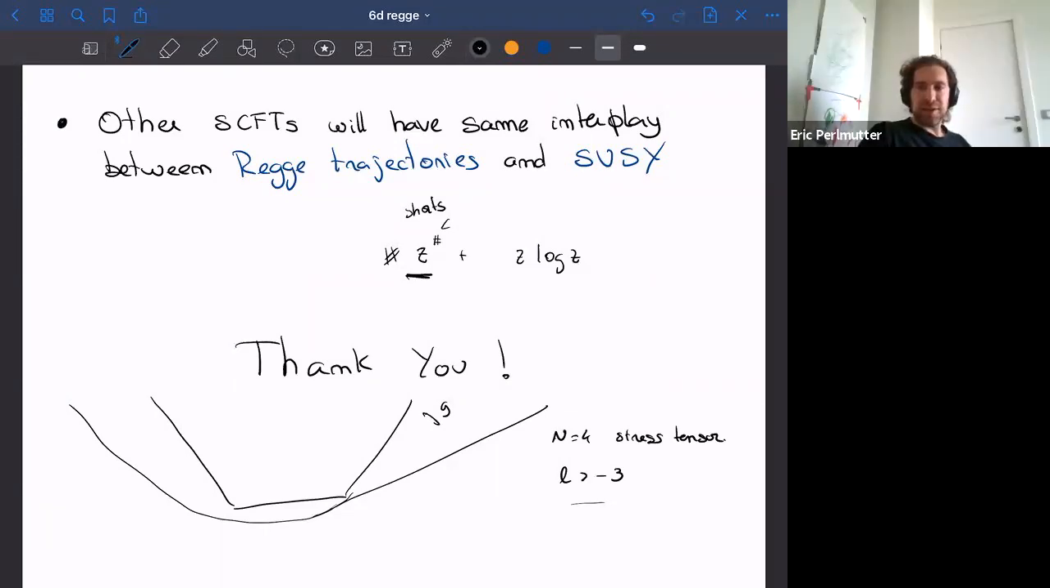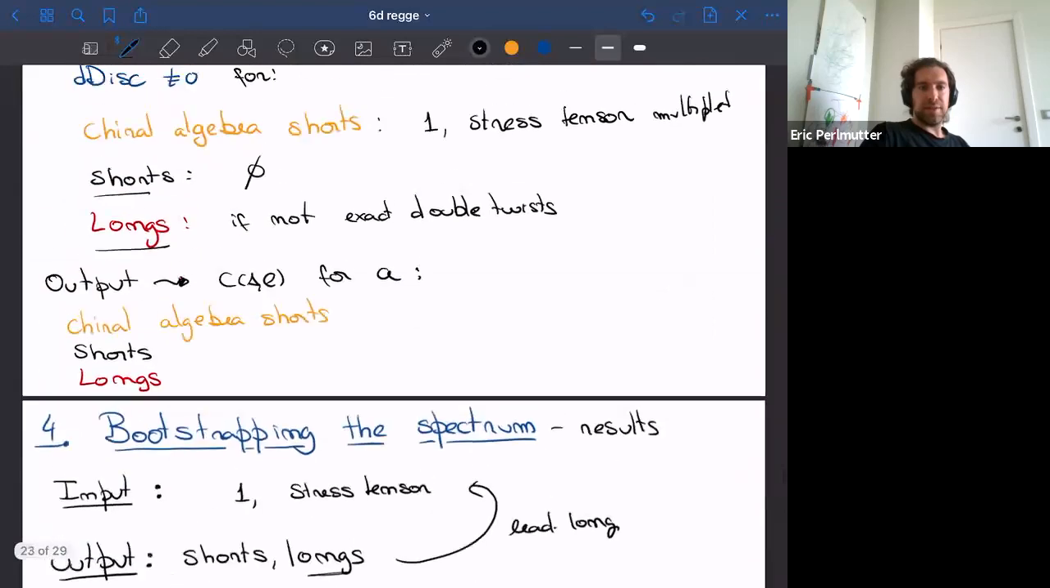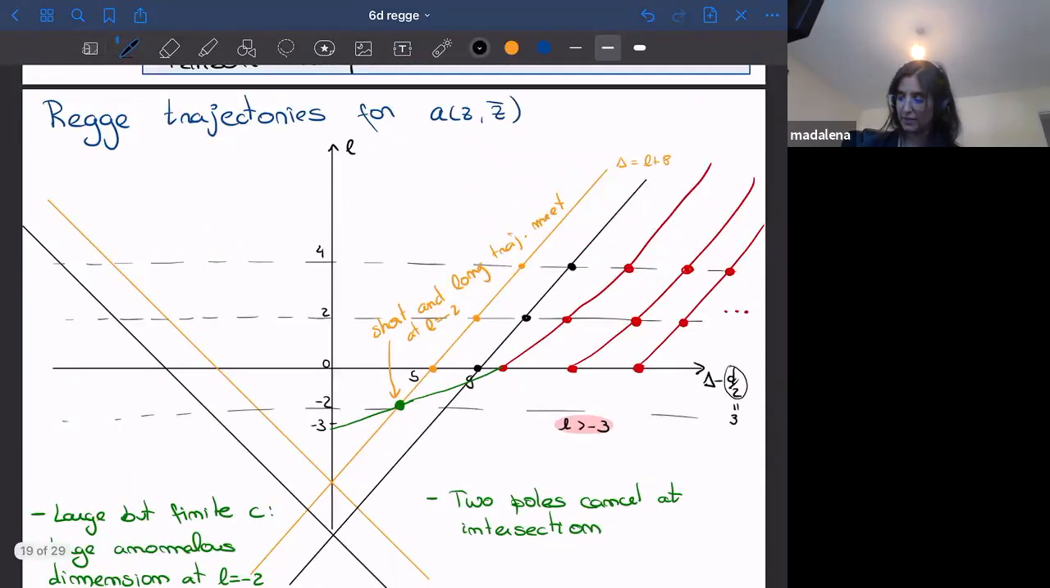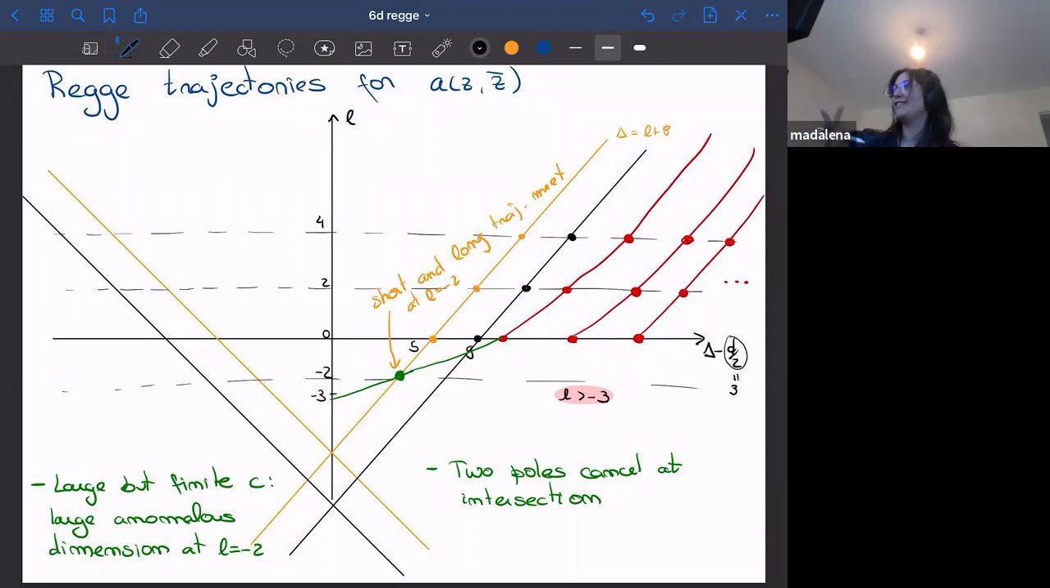Can you please show again your plot with the trajectories? Which one? Keep going. That one, thanks. What would you call the leading Regge trajectory? This is a funny thing, it's reversed. The leading Regge trajectory here is the chiral algebra shorts. The leading Regge trajectory in the singlet channel is a long trajectory.